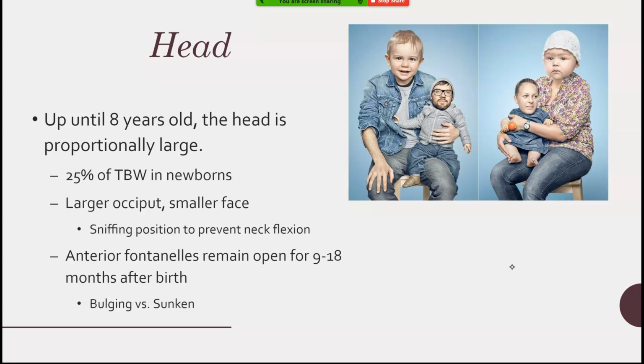When you are assessing a baby, it's very helpful because if you have a bulging or a sunken fontanelle, it can give you a lot of information. Like a bulging fontanelle in the presence of a calm baby may indicate something like hydrocephalus, right? Or increased intracranial pressure. If a baby is crying and their anterior fontanelle is bulging, that's totally normal.